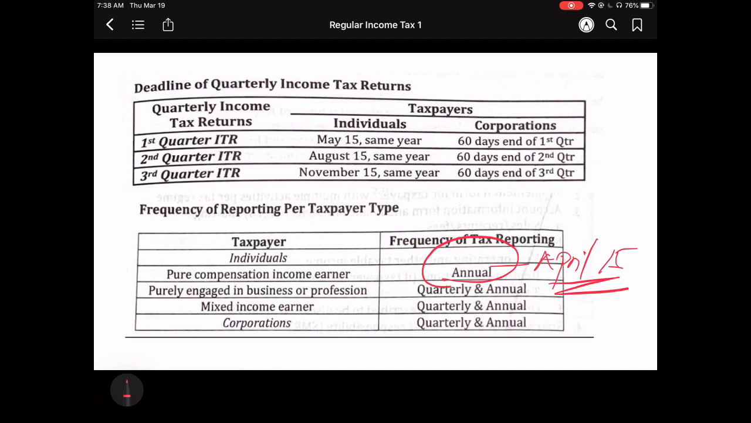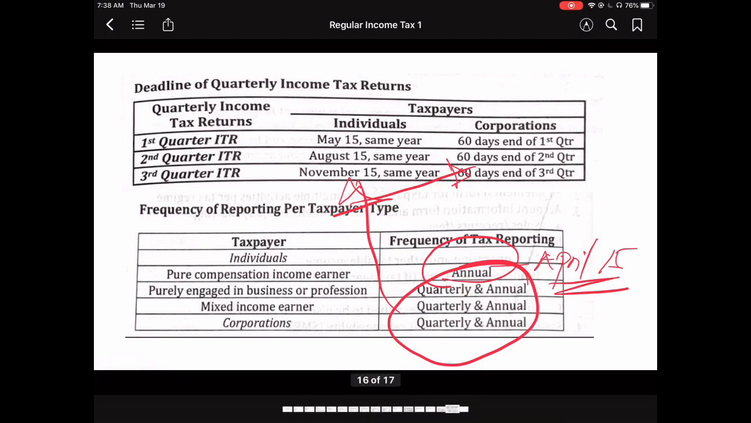Those engaged in business file quarterly and annually. Mixed income earners also file quarterly and annually. The annual is April 15, and the quarterly ITR due dates follow here, such as in June.